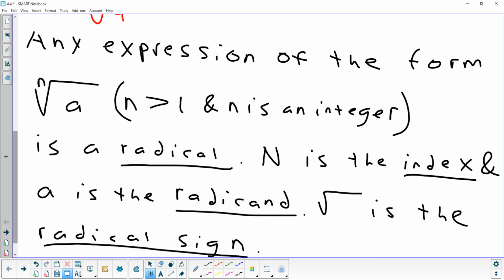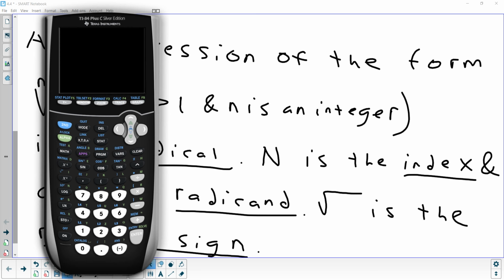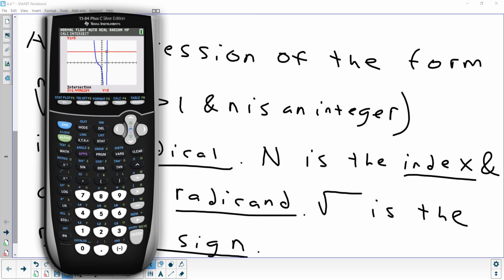So on the calculator, we've definitely done square roots before. Just a reminder how you can do roots. There is a button for cube root. If you go to math, you don't even have to go to number. Just math 5, that's how you can do a generic root, and math 4 is how you can do a cube root.